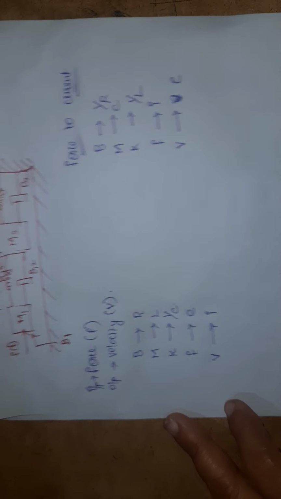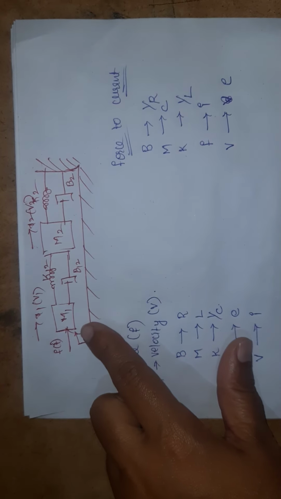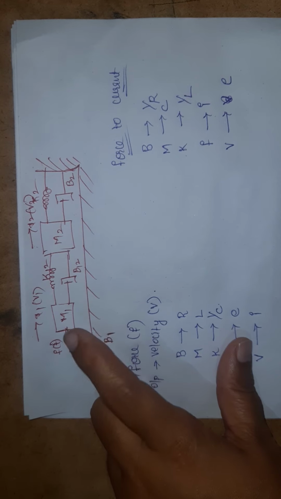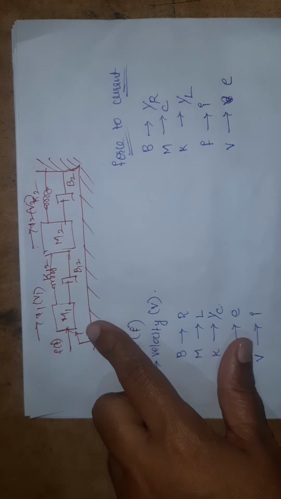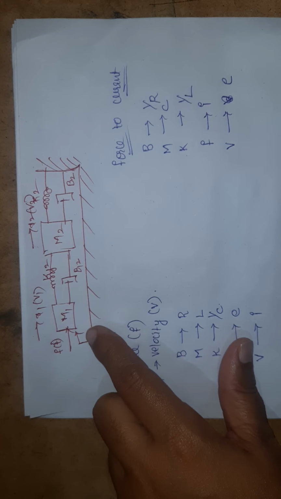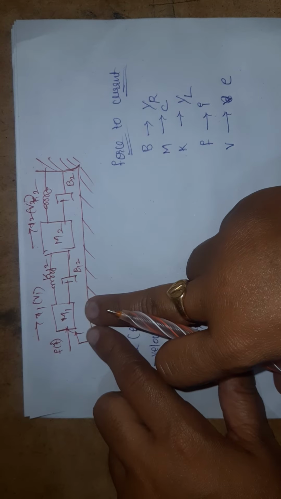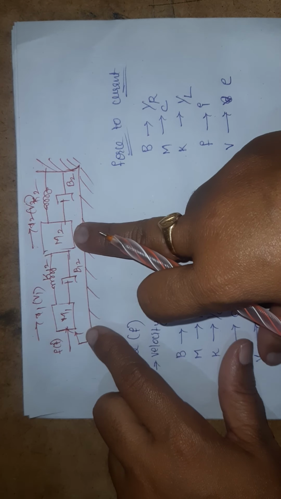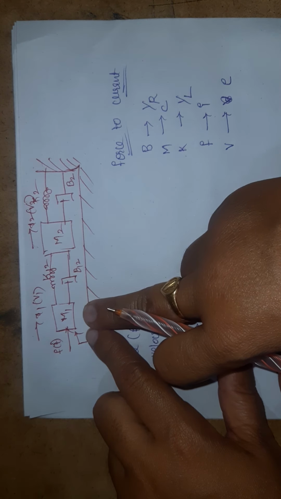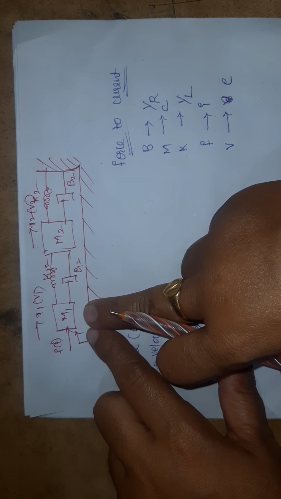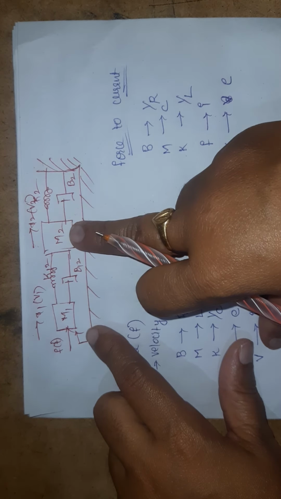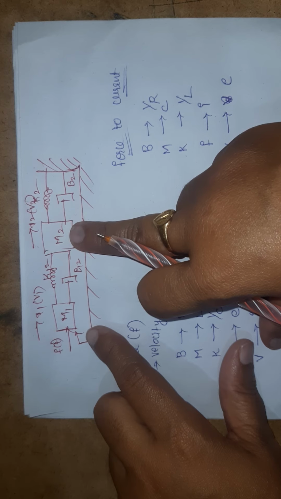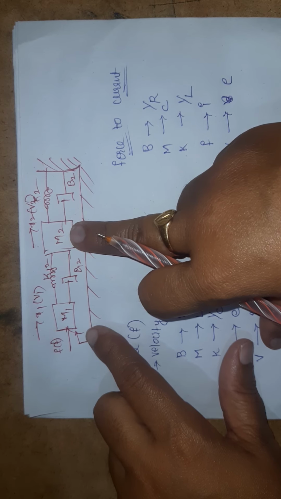So now for this diagram you have to draw the force to voltage analogy and force to current analogy. To draw them, first you have to get the differential equations. How to get them? First draw the free body diagram for each node. The number of mass elements is equal to the number of nodes. For M1, draw the free body diagram and get the force balance equations, and for M2, draw the free body diagram and get the force balance equations.